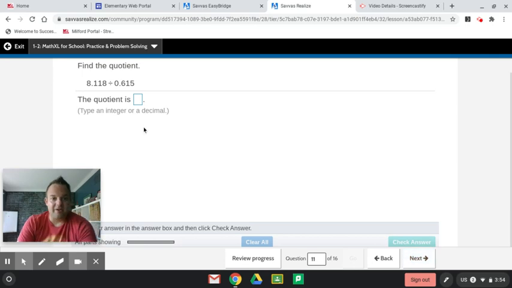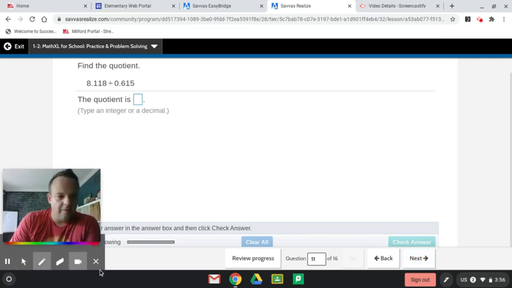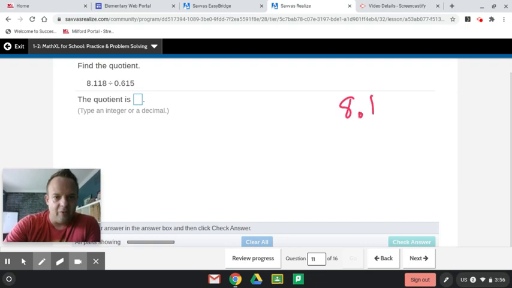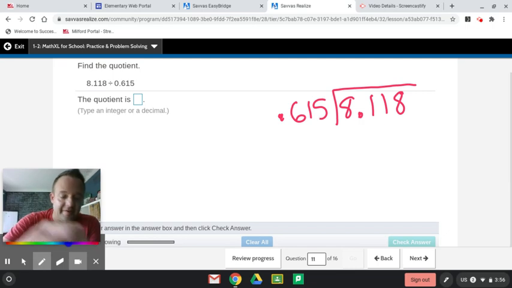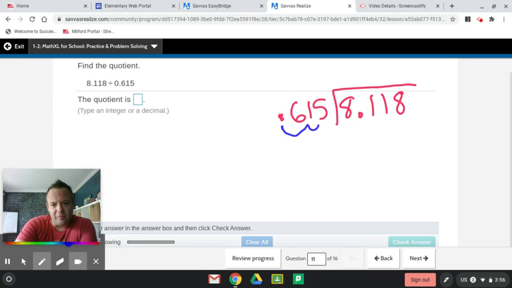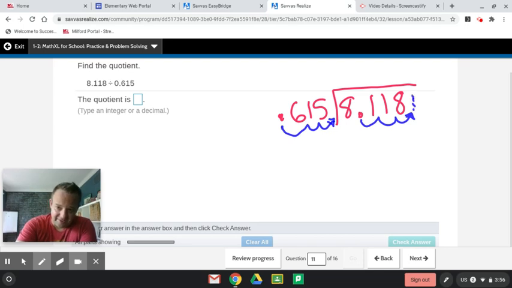Here we go again. All right, so we have 8 and 118 thousandths divided by 615 thousandths. Let's change the color to my favorite color, blue. We cannot have a decimal in the divisor, so we're going to multiply it by 1,000, moving it over 3 places. And whatever we do to the divisor, we have to do to the dividend. Now the decimal rises up.